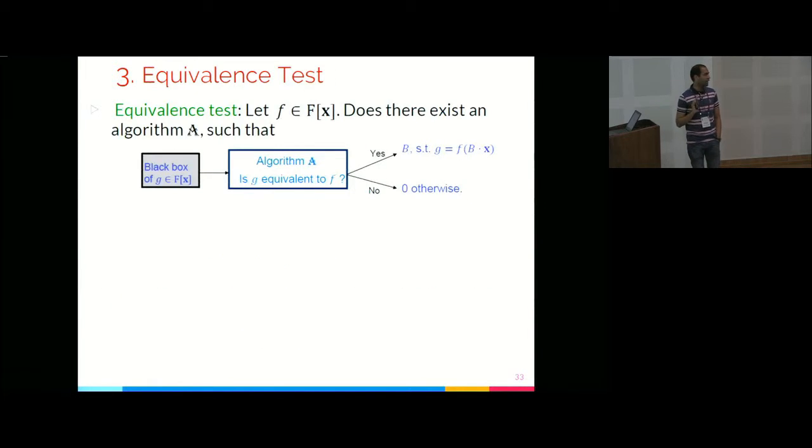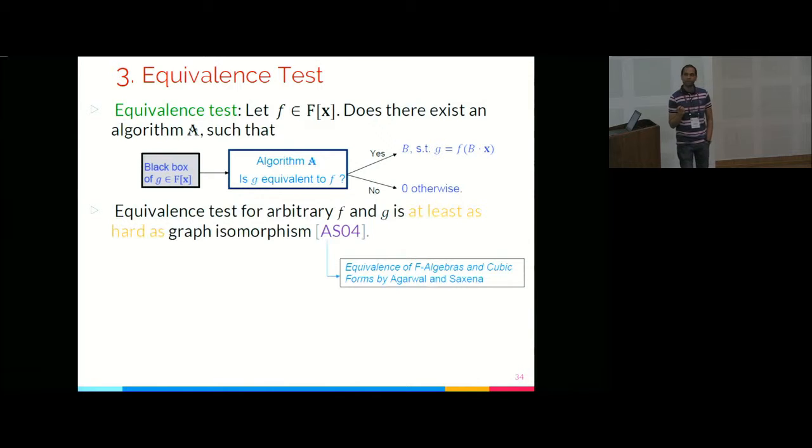You are given a polynomial F, and you want to check if there exists an algorithm which takes as input black box access to some polynomial G, and then decides whether F is equivalent to G. In addition, if the answer is yes, it also outputs a certificate for this test. If my polynomials F and G are arbitrary, then Agarwal and Saxena showed that this problem is at least as hard as graph isomorphism.